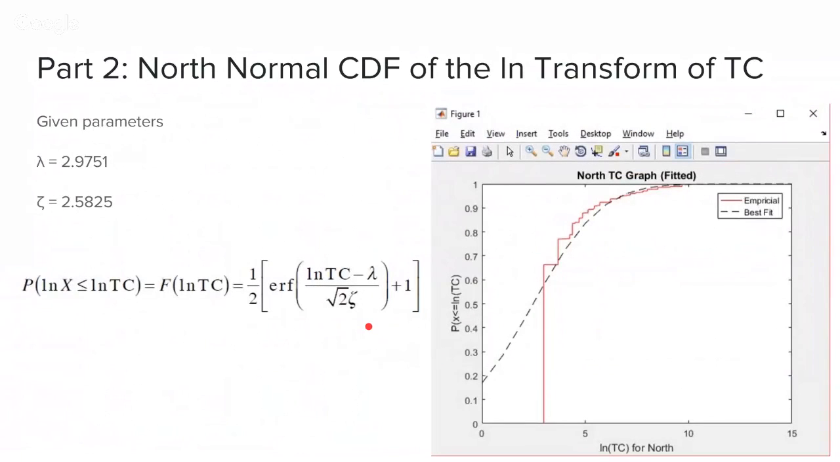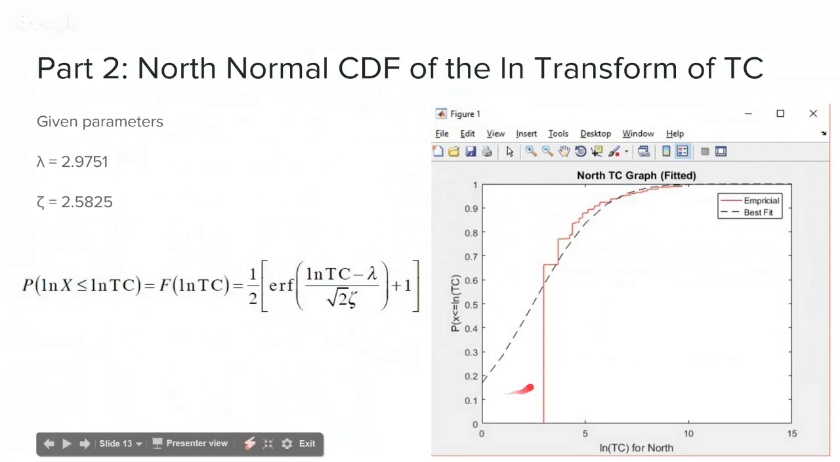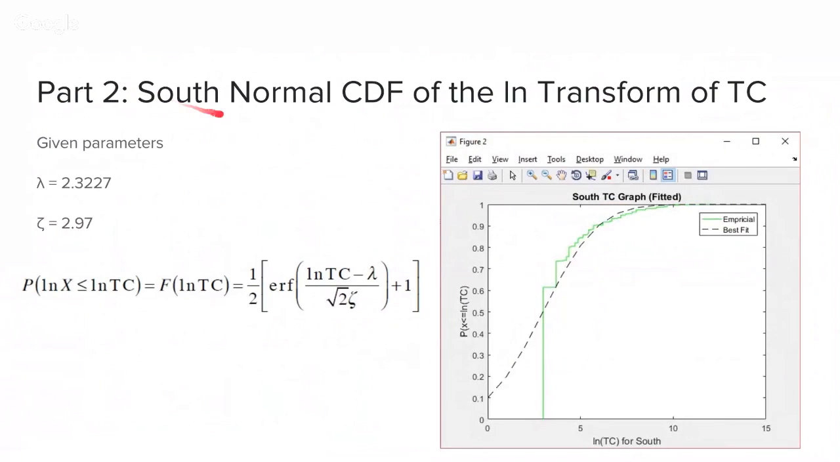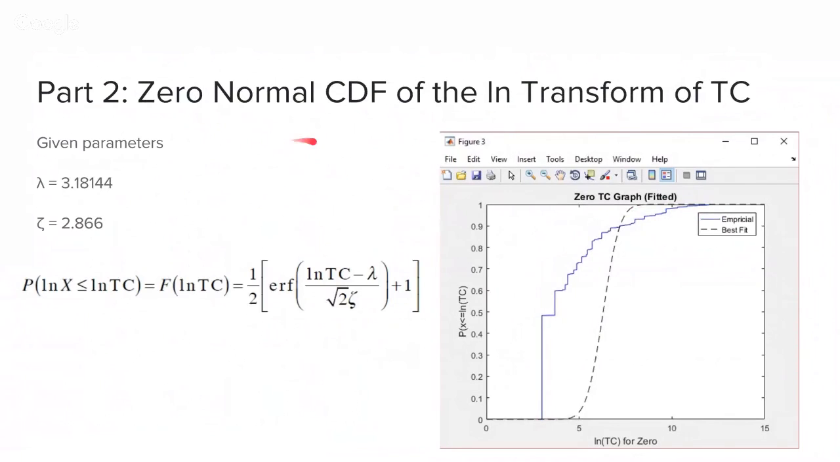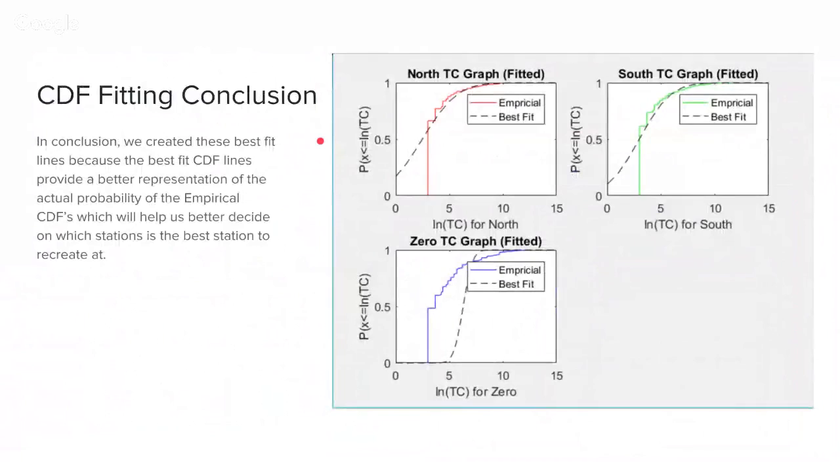After all the number crunching, here's what we got for our parameters for the north normal CDF of the log transform of TC. As you can see, we have lambda and zeta here. Once we got these values, we plugged them into our error function. Then we graphed this error function to give us the best fit line compared to the empirical CDF. We also did the same for the south and the 0 station, which is the Santa Ana River.